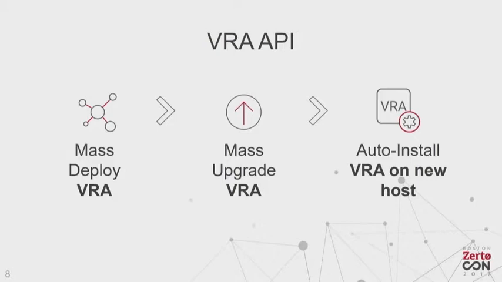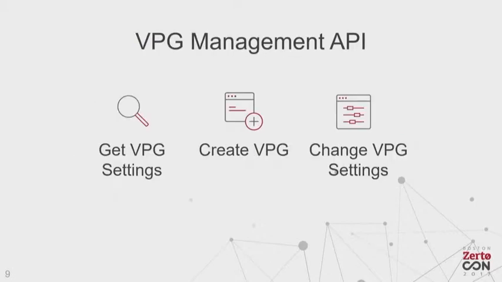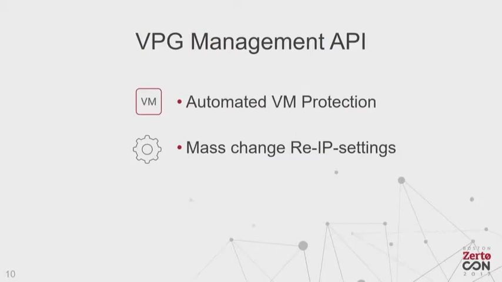Another one, and this is one of our more recent additions to the product, is the VPG Management API. Now, there's only 3 things you can do: get the VPG settings, create a VPG, and change the VPG settings. But because there are a lot of VPG settings, of course, you can do really complex things with that. Some of the use cases for that is automated VM protection. This is something we discussed at ZertoCon 2016, and it's also in our API white paper.